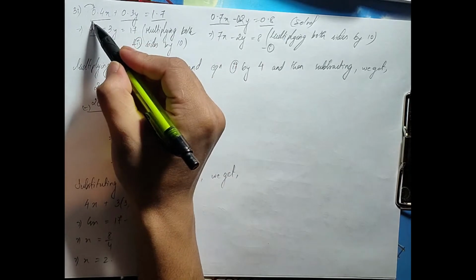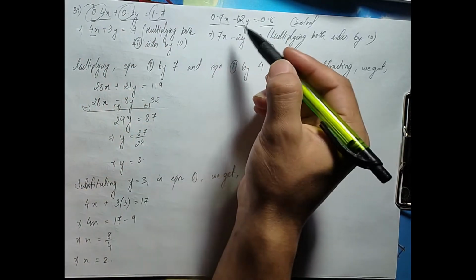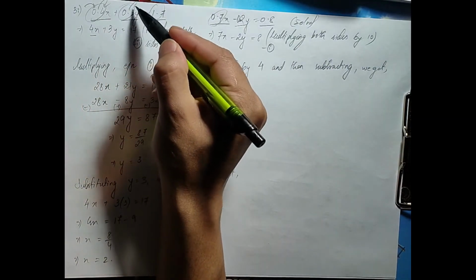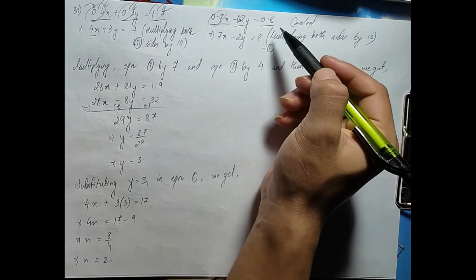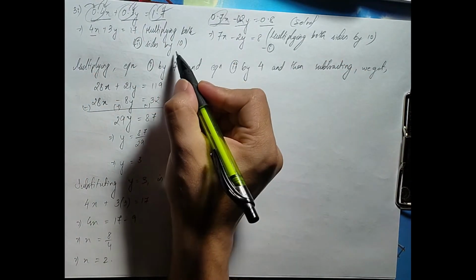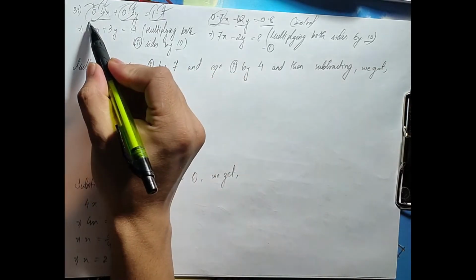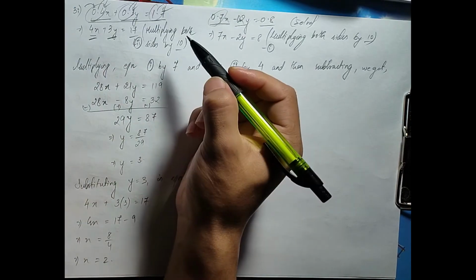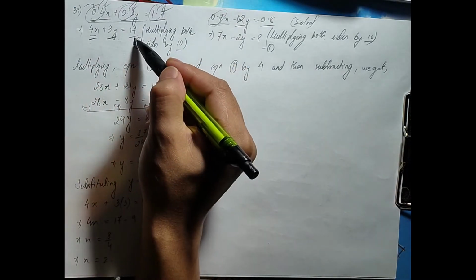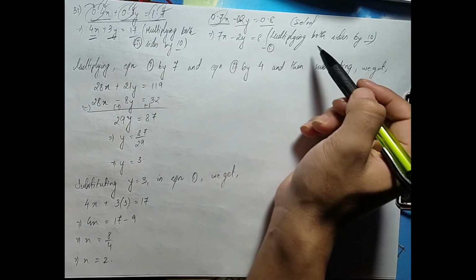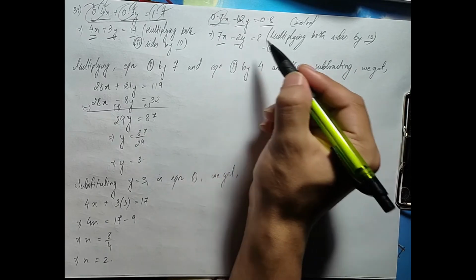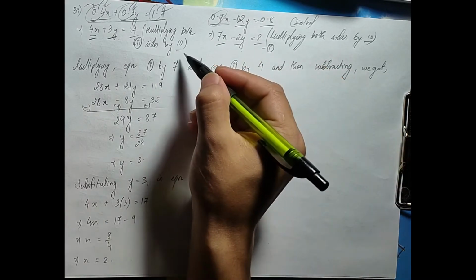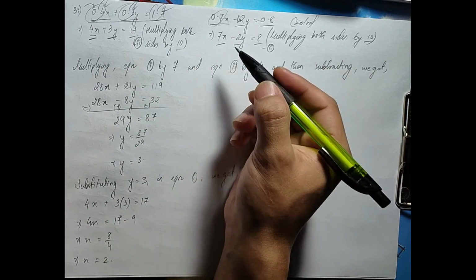The first step, whenever you see a decimal, it is always safe to remove the decimal. So we see that after the decimal we all have one digit, so we'll multiply both sides by 10. If you multiply this equation by 10, you get 4x plus 3y is equal to 17. So we see that the decimal has been removed. Similarly, if you multiply by 10, you get 7x minus 2y is equal to 8. Decimal has been removed. Let's mark this as equation 1 and this as equation 2.